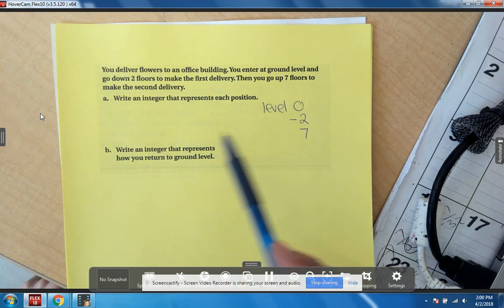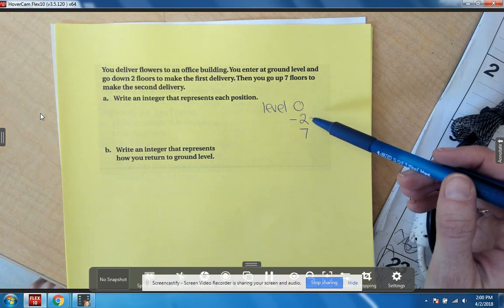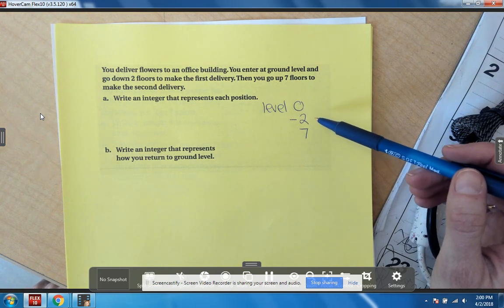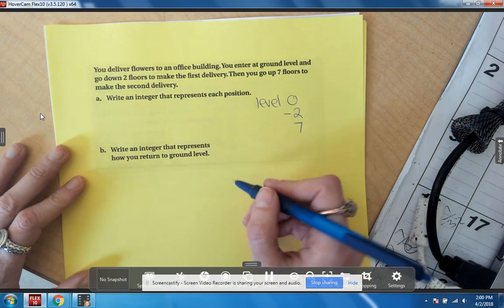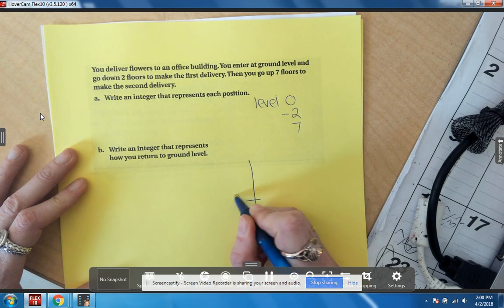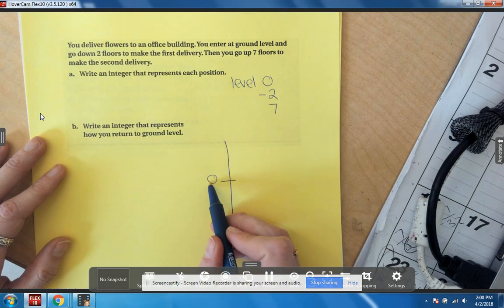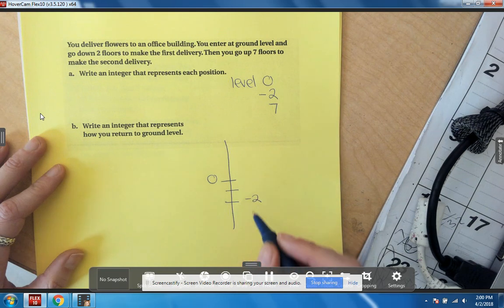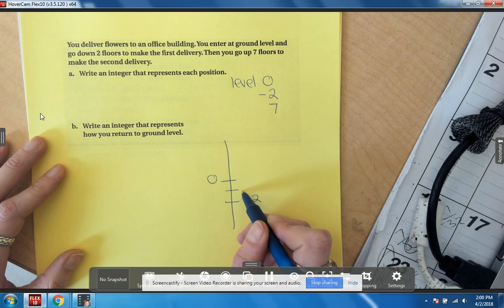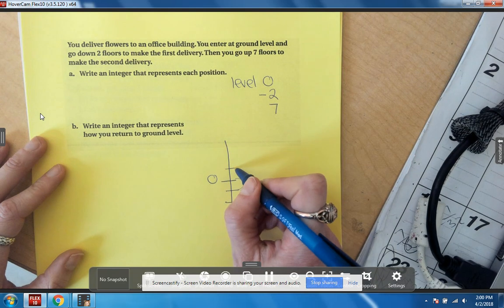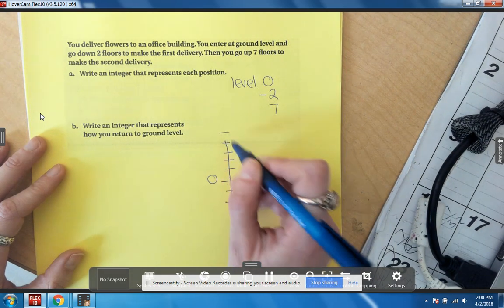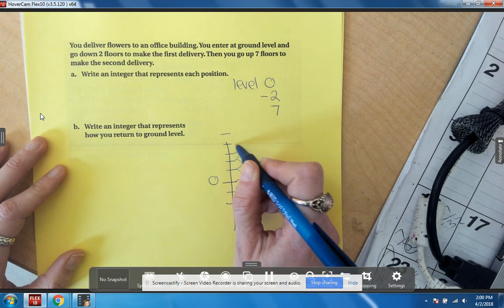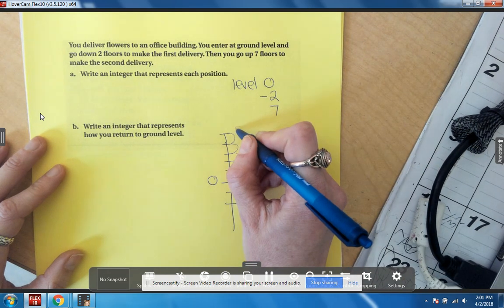B says write an integer that represents how you return to ground level. So if you're in the elevator and you go down 2 floors, you're at -2. Then you went up 7 floors. It's almost easier if you draw a picture. This is the ground level. You go down 2 floors, now you're at -2. Then you go up 7. There's 2 floors, and we need to go up 5 more. 1, 2, 3, 4, 5. That means you were on the 5th floor.